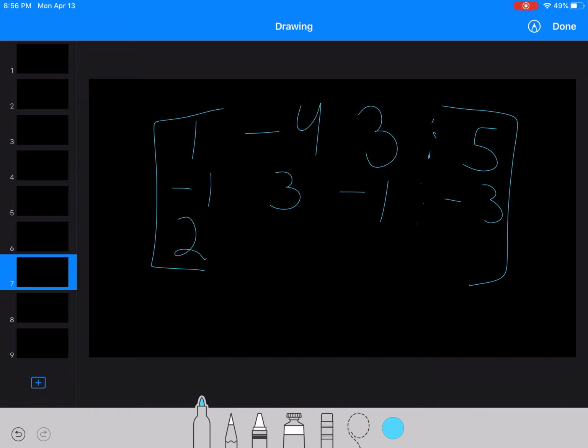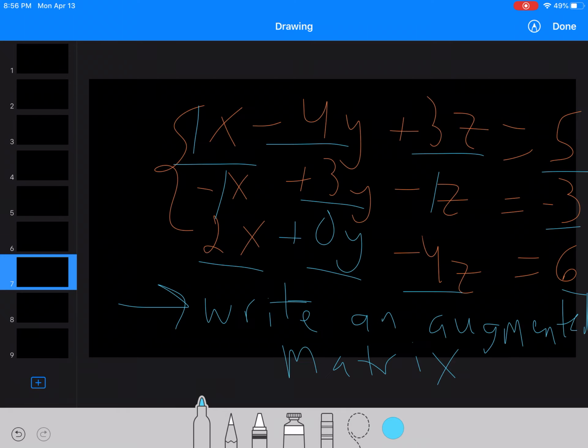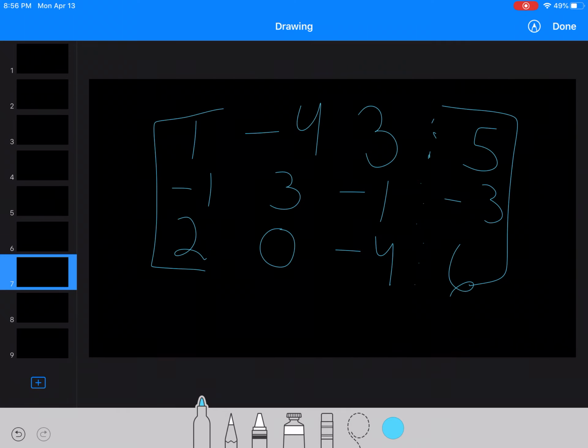2, 0 y's, -4, and put my 3 dots, 6. Okay, so that is my augmented form. Let's write that down. Augmented form. So the second half of your homework is just turning systems of equations into augmented form matrices.